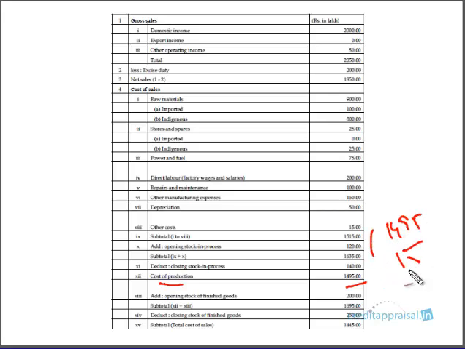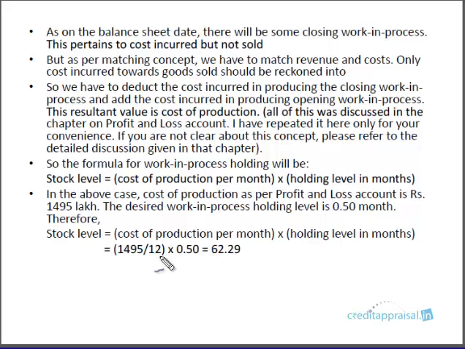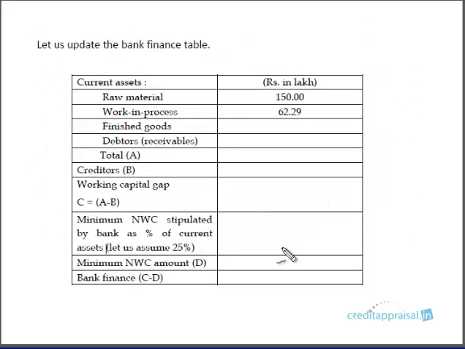So 1495 by 12 is the cost of production per month into 0.5. This will be the work in progress holding. Okay, so 1495 by 12 into 0.5, 62.29, right? Now we can update the table.